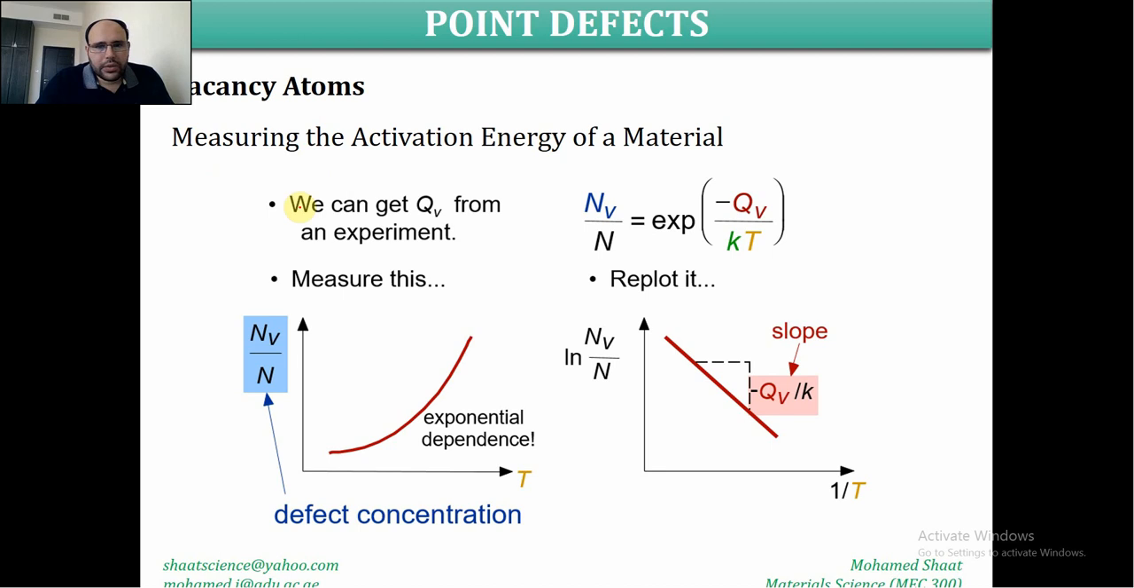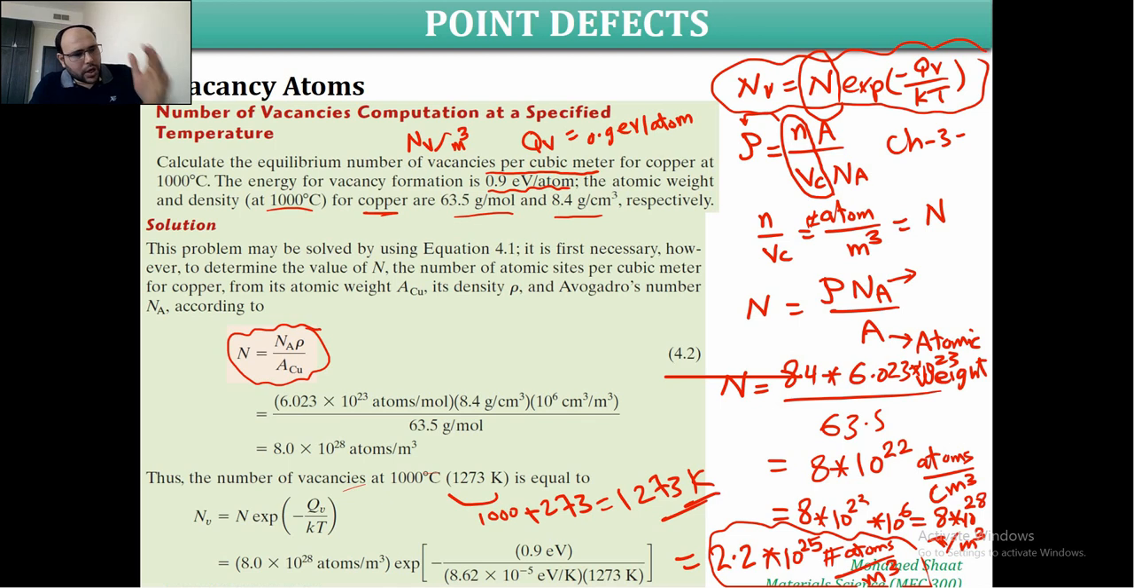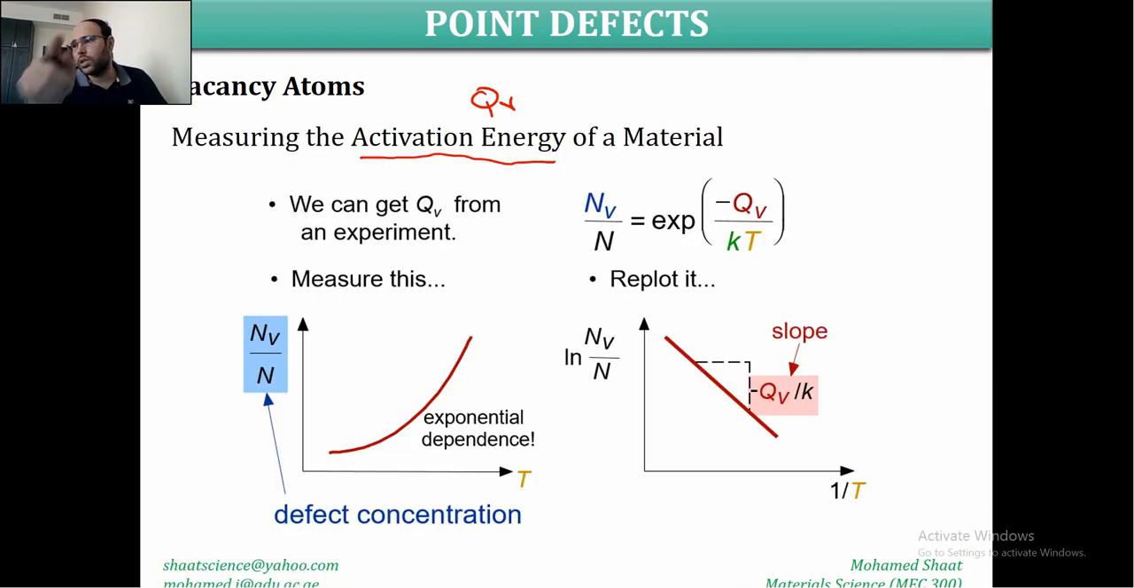So how can we determine the activation energy, QV, for a certain material experimentally? Using an experimental method, how can we determine this QV? As I mentioned, QV is the amount of energy needed to create a vacancy, and it is a kind of material property. It will be different from one material to another. Why? Because this is the energy needed to break the bond, and the bond itself is a material property. The strength of the bond between the atoms is different from one material to another. So that's why QV is also a material property.